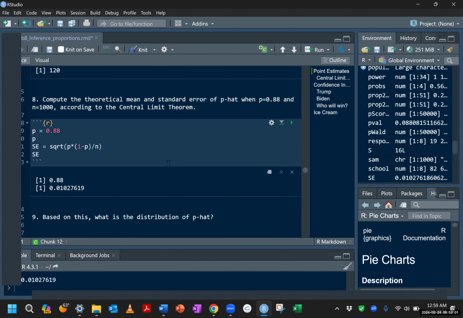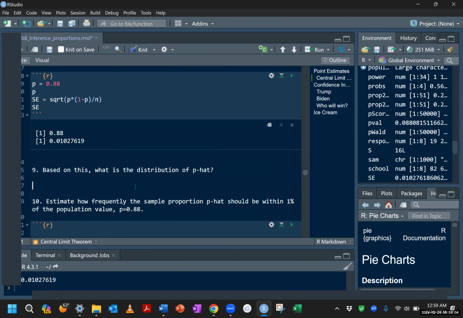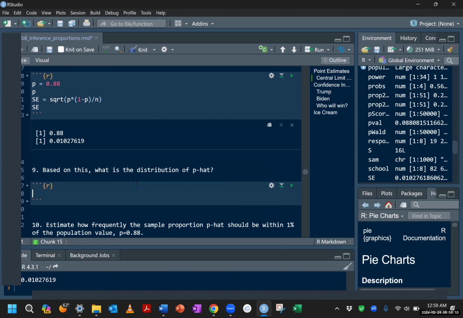All right. So now this tells us if we sample from that population, sample of size n, many times, what we'll get is something that's normally distributed. That's what the theorem says. P hat is normally distributed, and we can write this as mean 0.88, standard deviation the standard error.